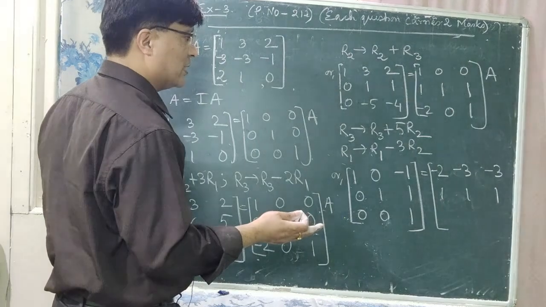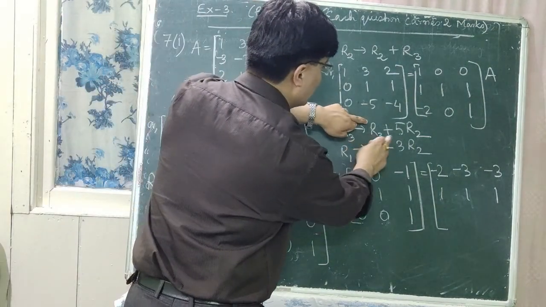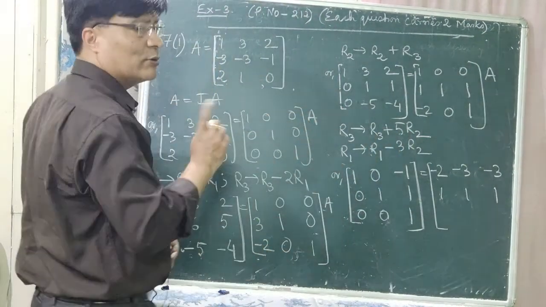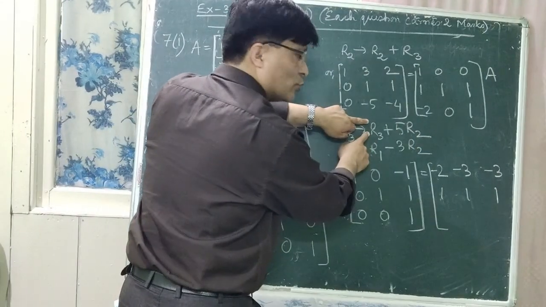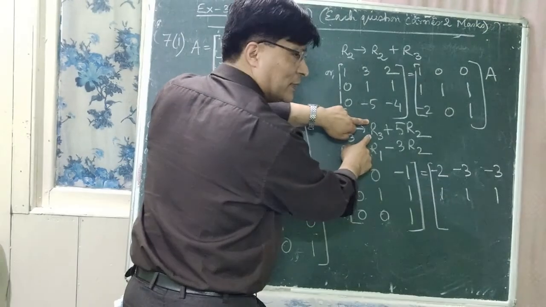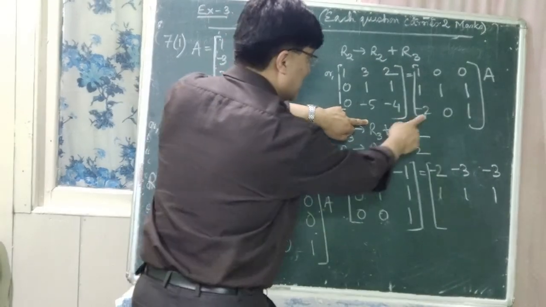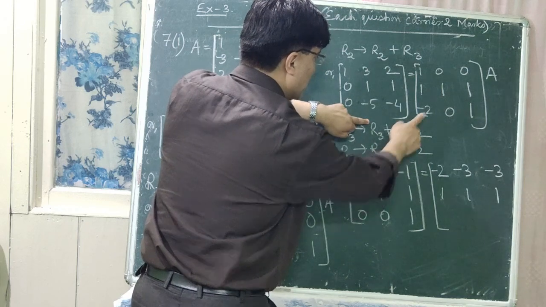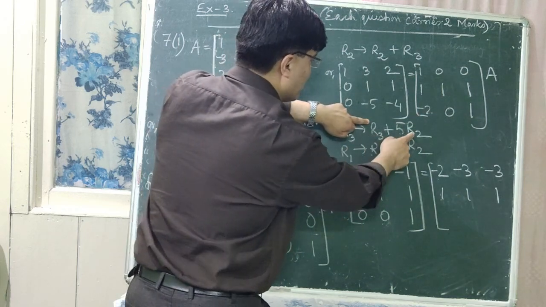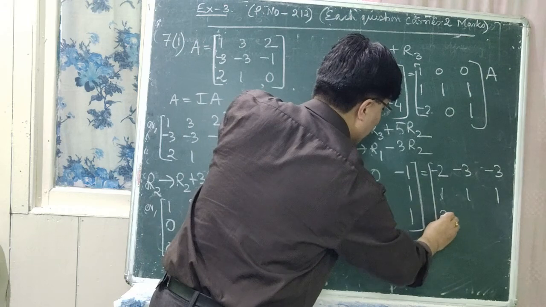Now third row is also changing. How does it change? R3 plus 5R2. That is R3 is minus 2, right? So this is minus 2 plus 5 ones are 5. What is 5 minus 2? That is 3.